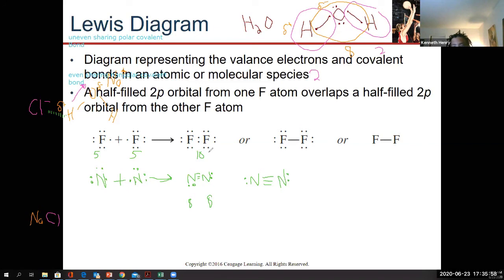You guys see that? Matt asked this question earlier: can they share more than just 2 electrons? The answer is yes. What about oxygen? How many valence electrons does oxygen have? 6.